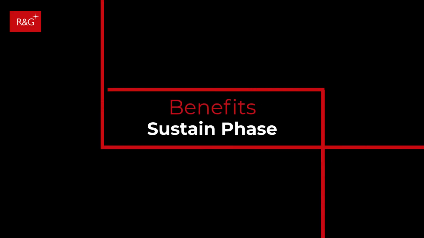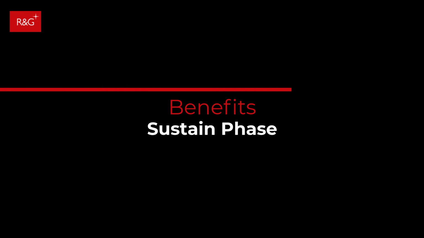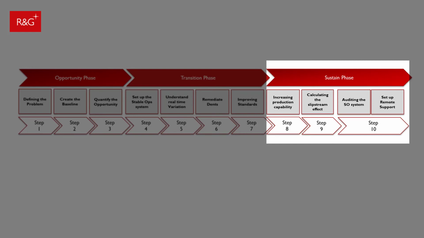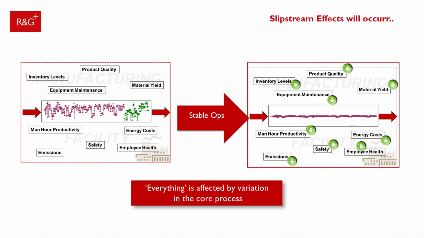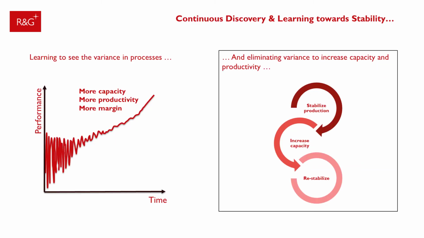Benefits of the sustain phase. In the last phase, the sustain phase, we increase your production capability and calculate all other improvements that have come in the slipstream of setting up the StableOps way of working. By eliminating variance, you can start to define new stable operation projects across different manufacturing sites.